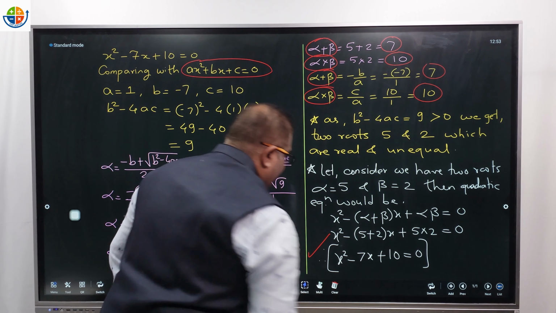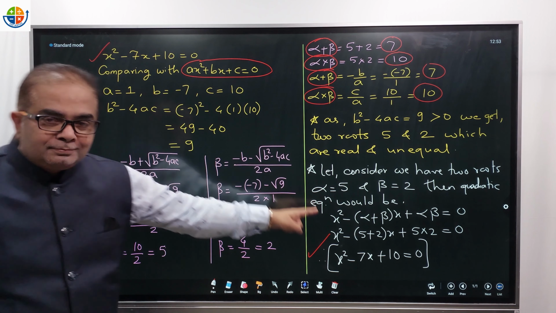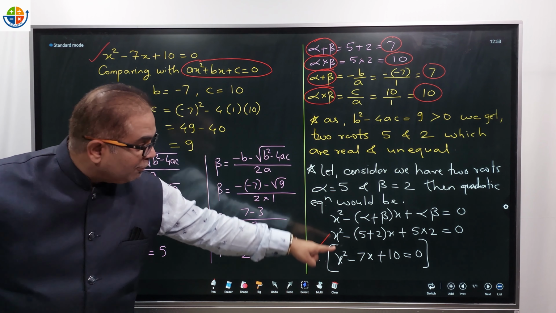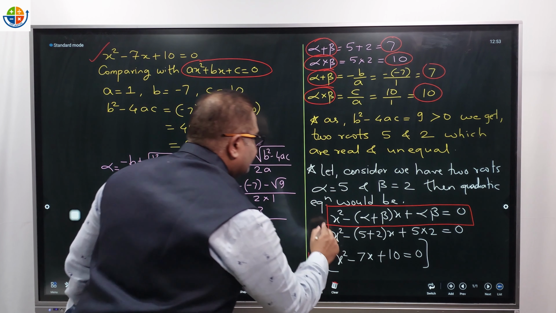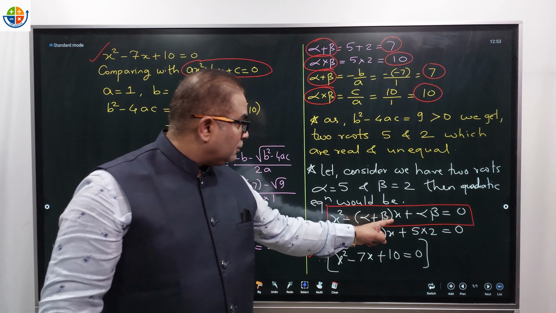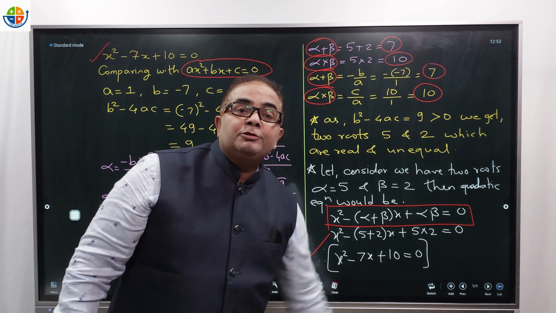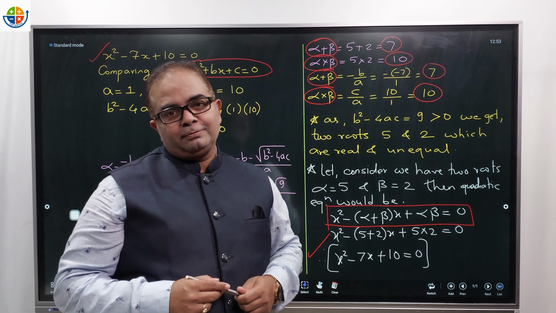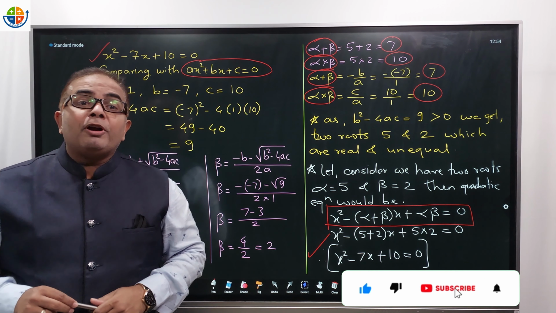See, this and this, are they equal? Correct? So this formula x square minus alpha plus beta into x plus alpha beta is equal to 0 is also proved. Okay. Now we are going to learn practice set 2.5.